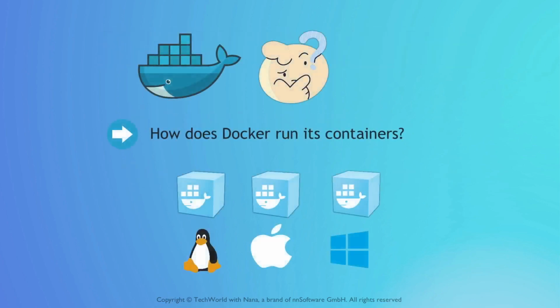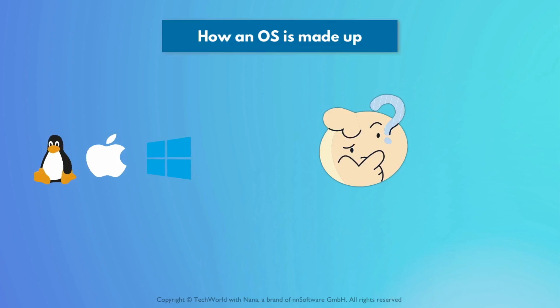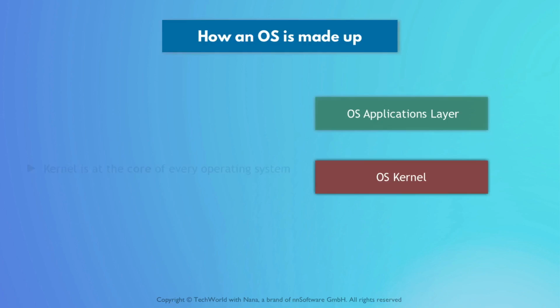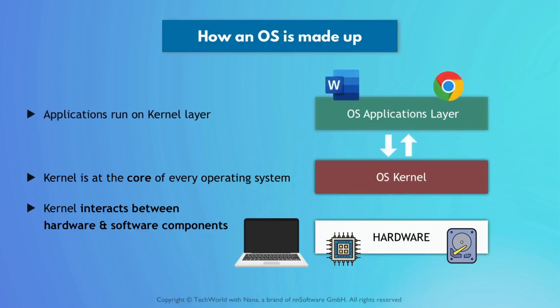In order to understand how Docker works on the operating system level, let's first look at how an operating system is made up. Operating systems have two layers: the operating system kernel and the applications layer. As you see in this diagram, the kernel is the part that communicates with the hardware components like CPU and memory, etc. And the applications run on the kernel layer, so they are based on the kernel.